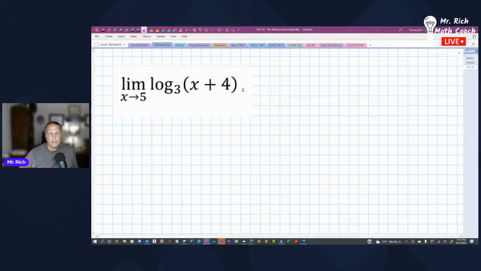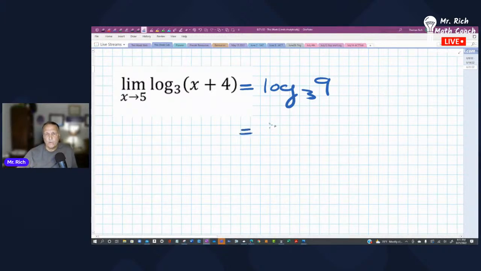I'm going to go ahead and plug in my value of x where I'm evaluating this limit, and that's going to give me log base 3 of 9. You want to be able to do that without a calculator. If you have a TI-84 or any other similar scientific calculator, you can put in any base of logarithm that you want, but you really don't want to have to do that, right?